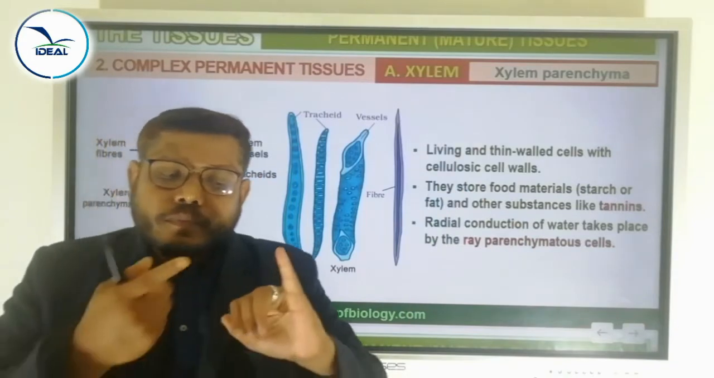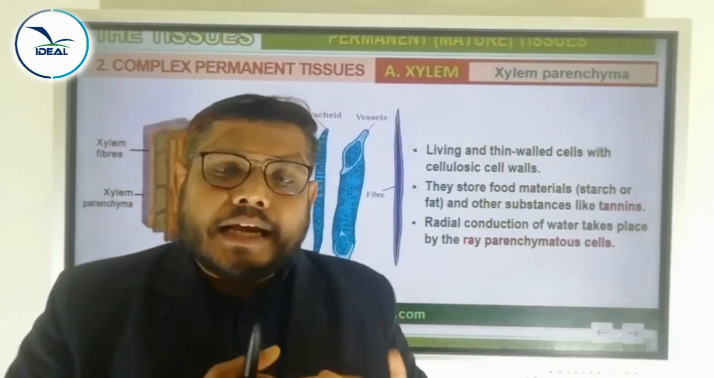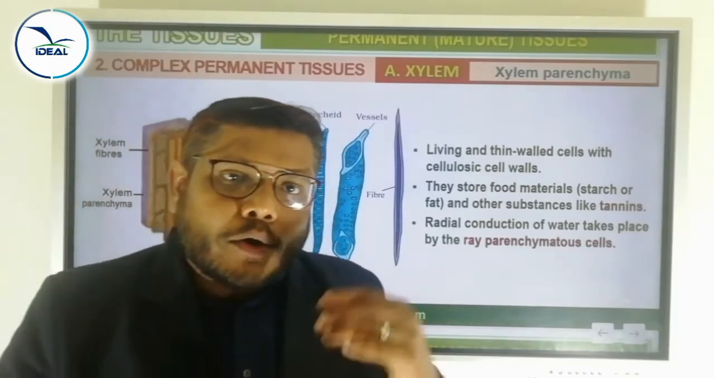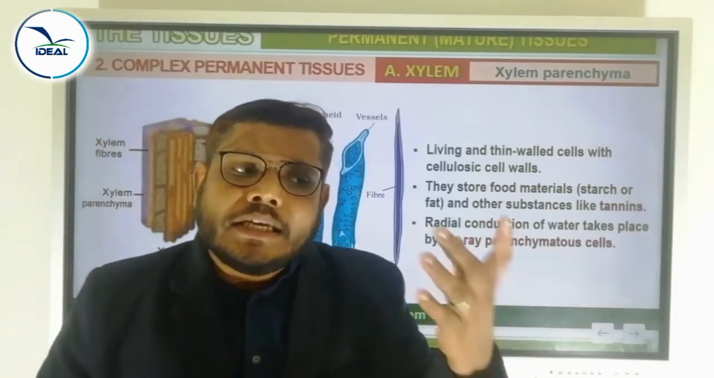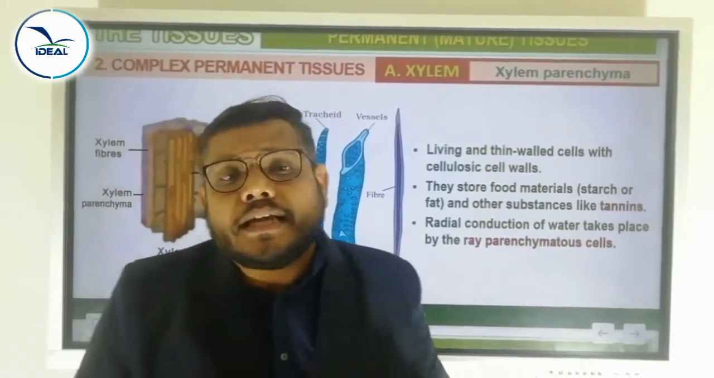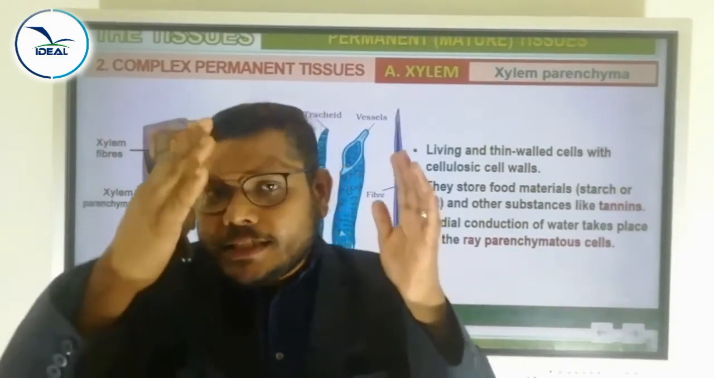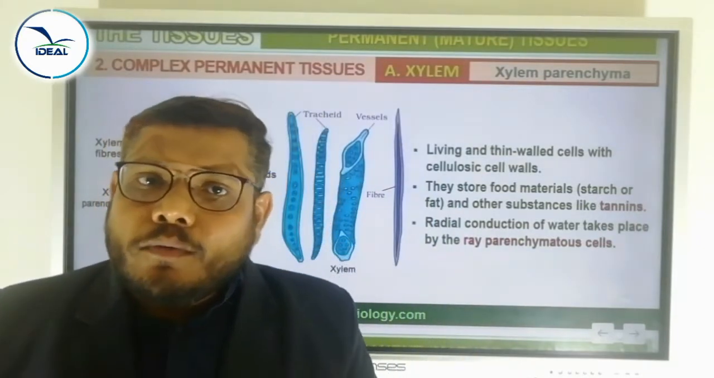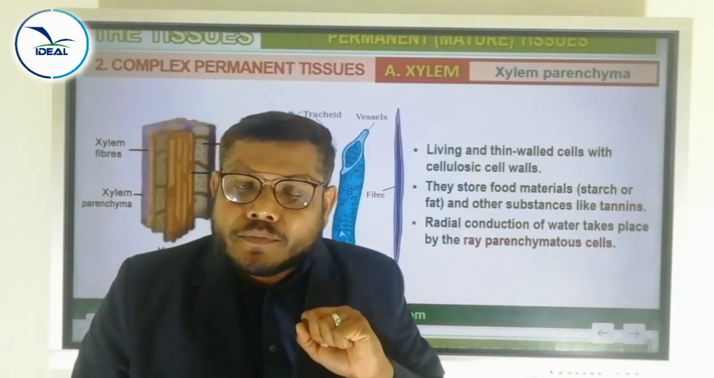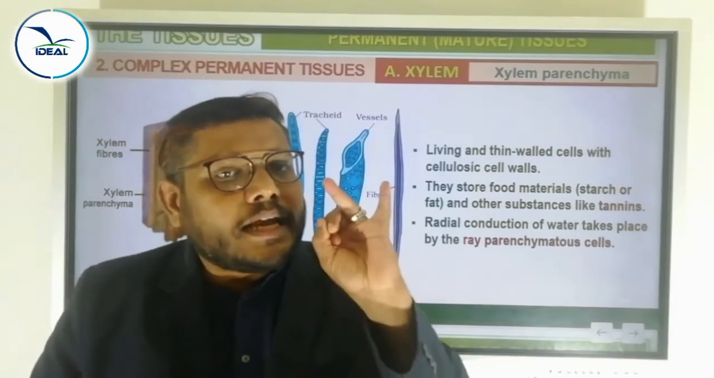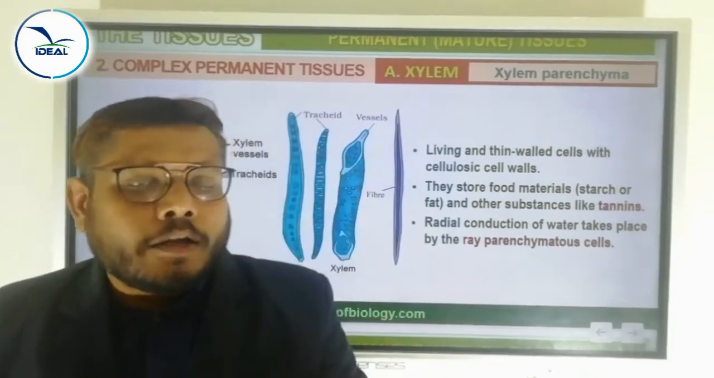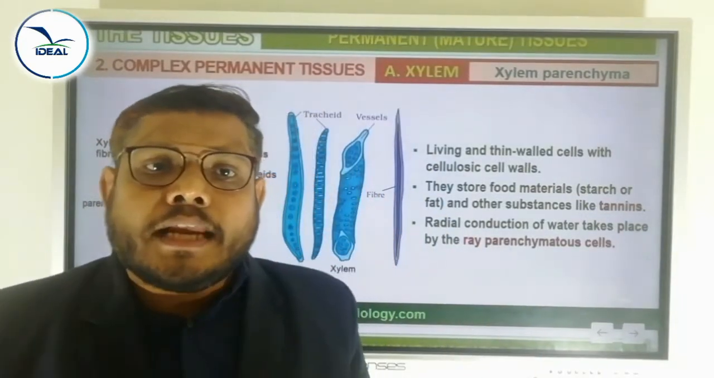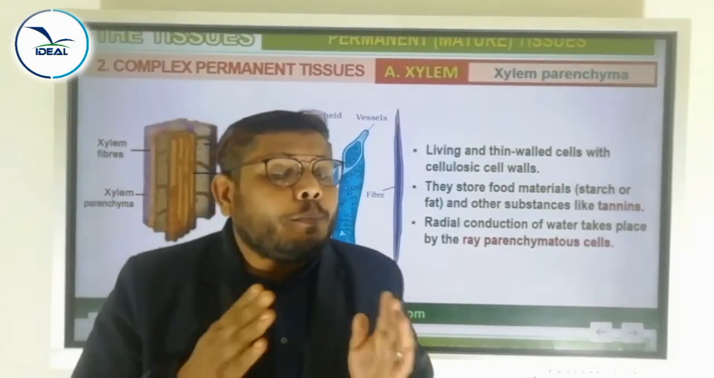What are they? Xylem vessels, xylem tracheids, xylem fibers and xylem parenchyma. Among these 4 components, 3 of the xylem components are dead. What are the dead components of xylem? Xylem vessels, xylem tracheids and xylem fibers. These 3 are the dead components. Only one living component of the xylem, that is called xylem parenchyma.